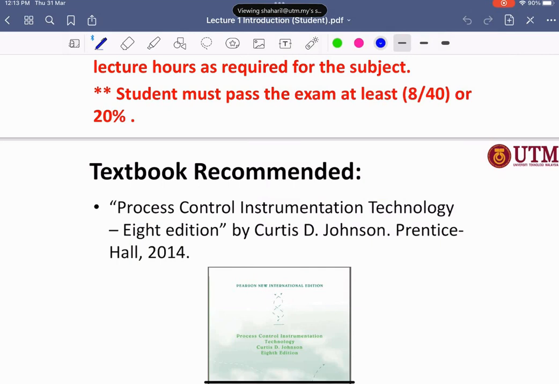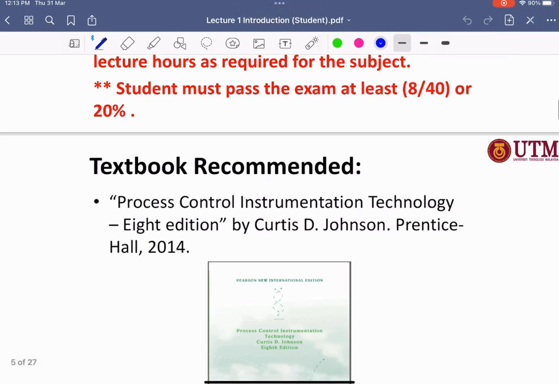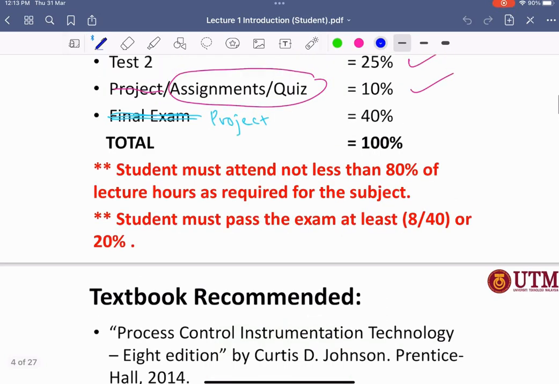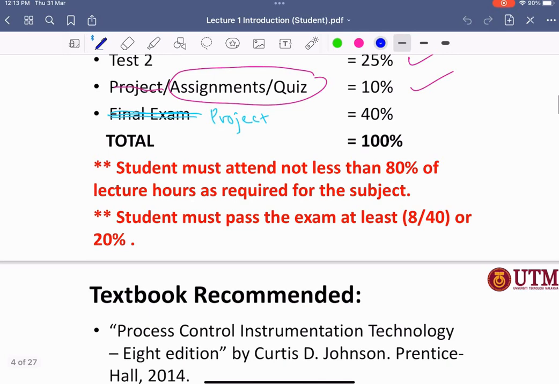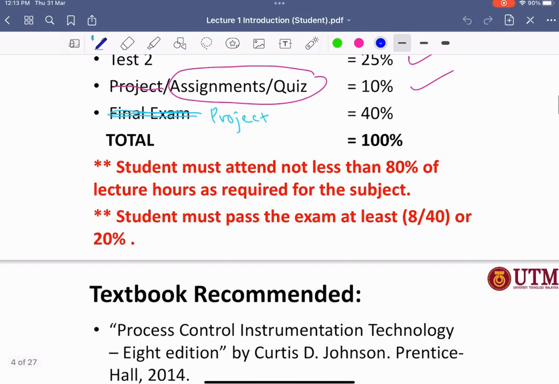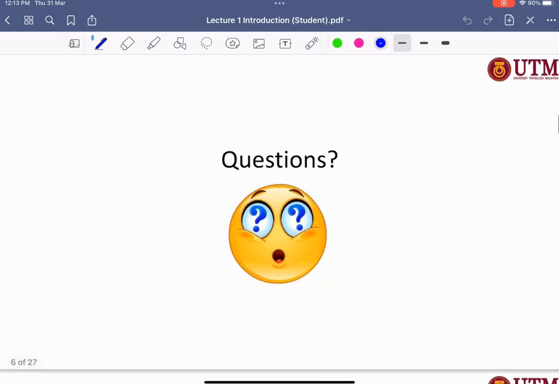Alright, so last week I mentioned the project to you, okay? The project means you need to do an individual project. The project is about the light detector, right? LDR. Alright, so for today, we proceed.